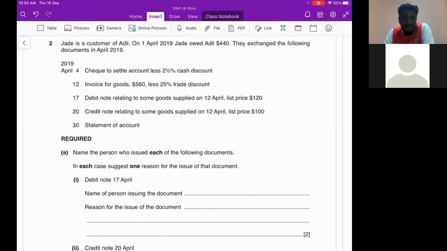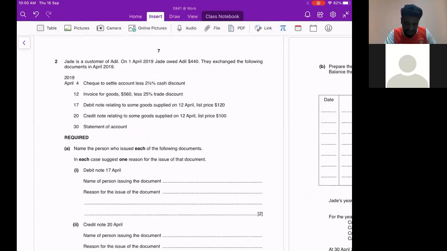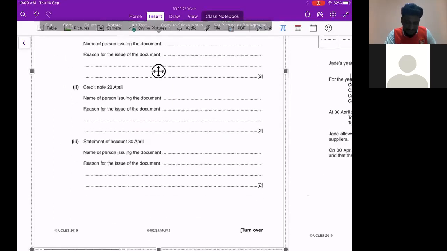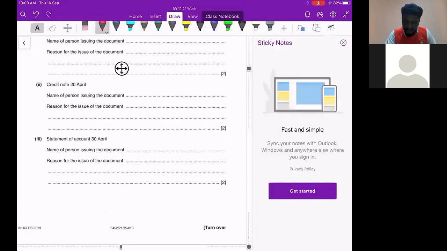Jade is a customer for Ideal. On the 1st April 2019, Jade owed Ideal 440. They exchanged the following documents. Name the person who issued each of the following documents. In each case, suggest one reason for the issued document.